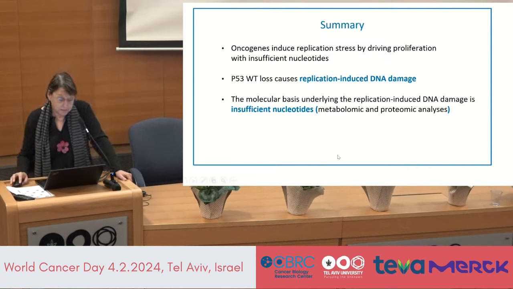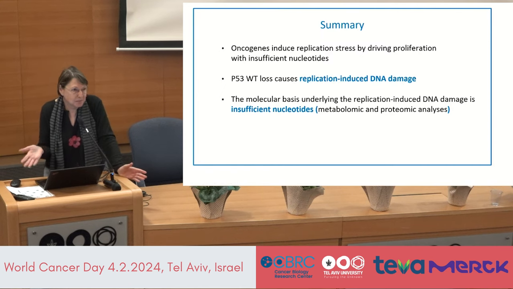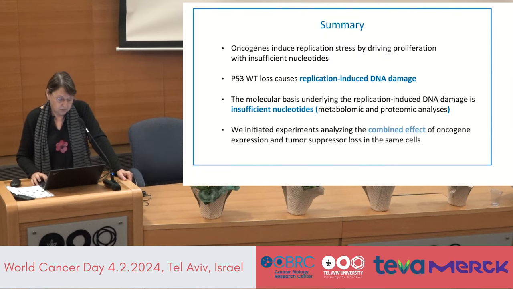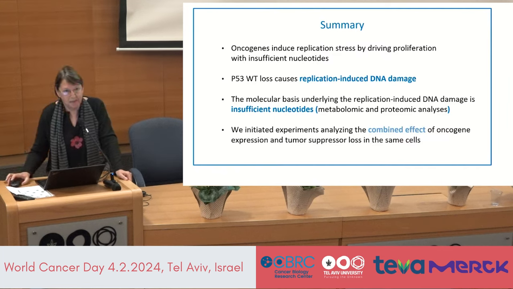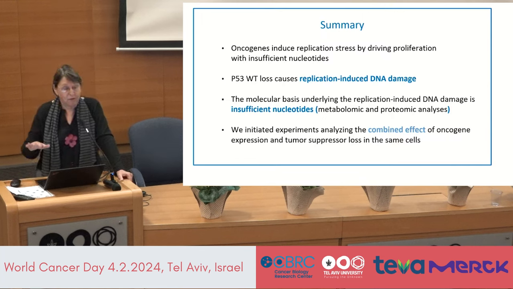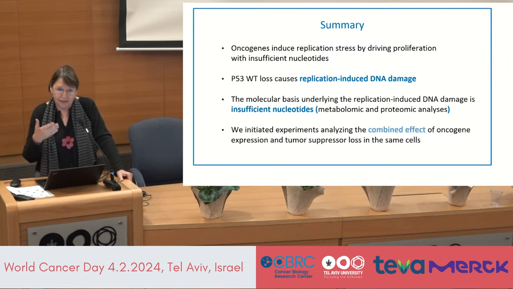So we are performing metabolomic analysis, just got the result this week from the first experiment, and also proteomic analysis. And we do have interesting results. I will not speak about them. They are very, very preliminary. They may shed some light on why there are fewer nucleotides. And we also initiated already experiments to investigate the combined effect of expressing an oncogene and at the same time losing a tumor suppressor gene.